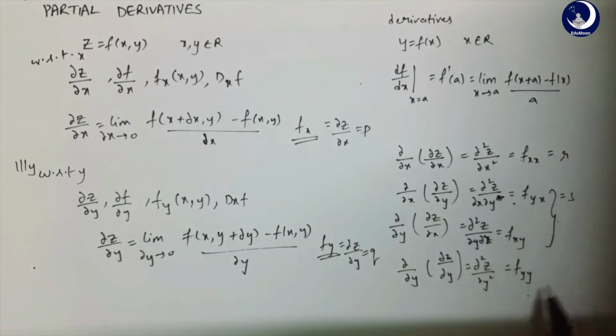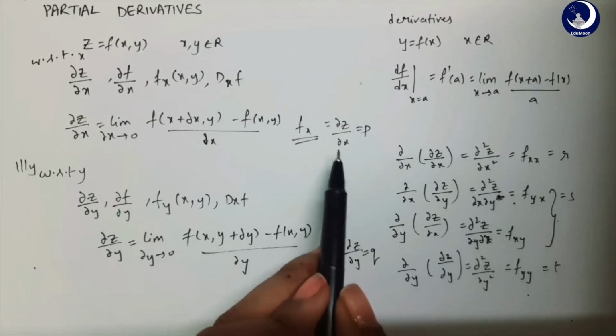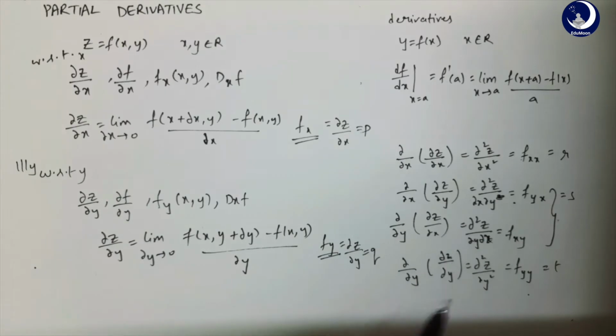This is given as s, and this is given as t. It's better to keep these notations in mind as well, because sometimes in your questions, they can either directly ask for the derivative with respect to x, like ∂z/∂x, or they can ask to find p, q, r, s, and t. Keep that in mind.